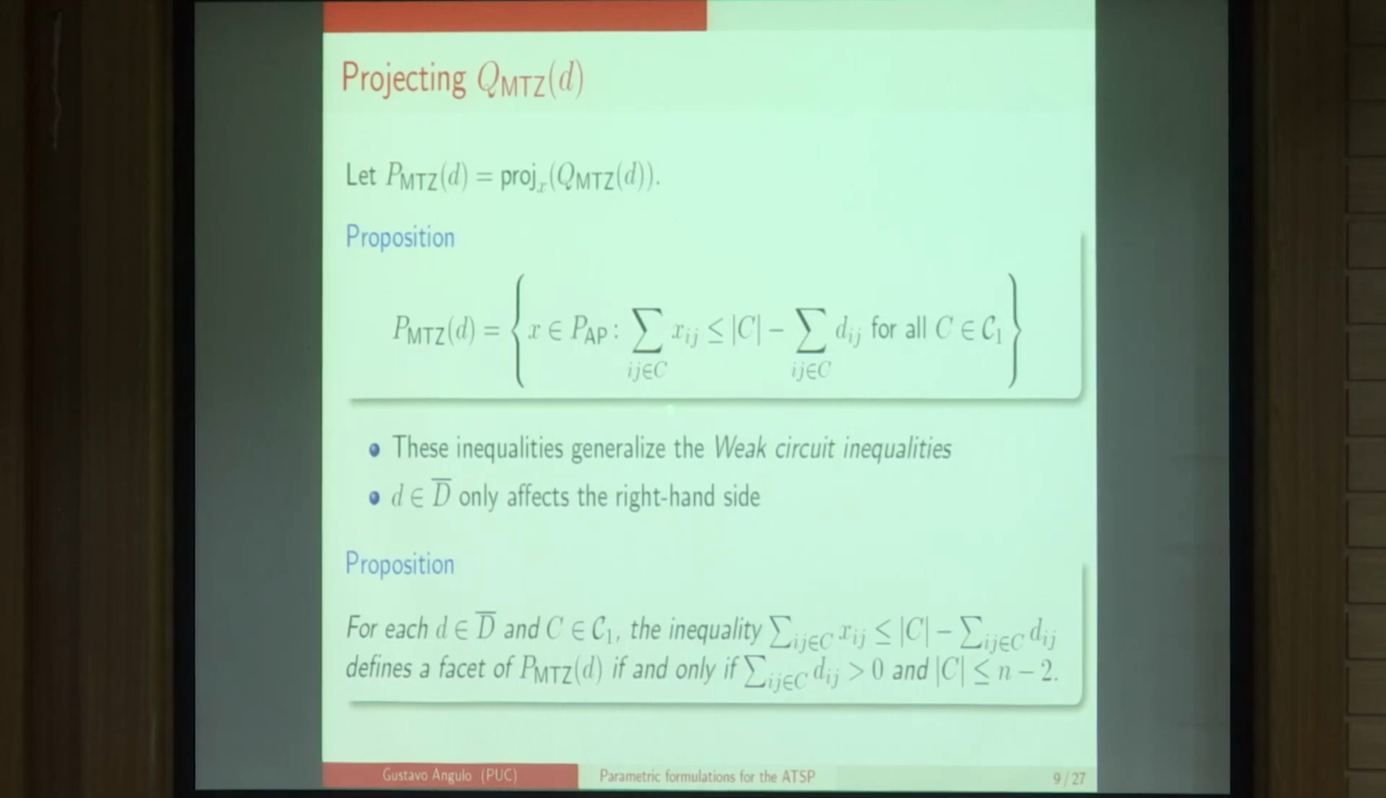Okay, so we have this set, and we can characterize when these inequalities are facet defining for this particular formulation. Okay, so for this inequality to be facet defining, we need that this term has to be positive, and the cycle has to exclude at least one node from N1. It cannot be the longest cycle. Good. So there are many things that I forgot to say here.